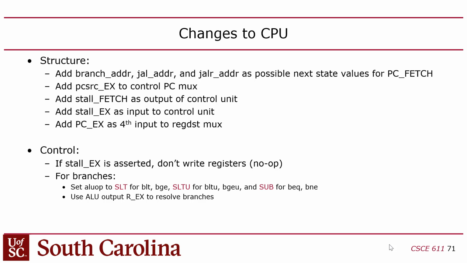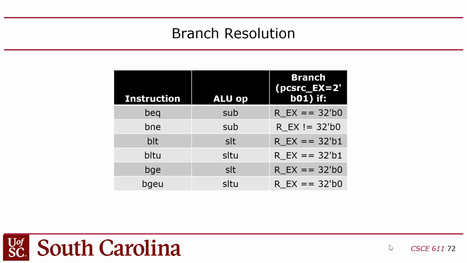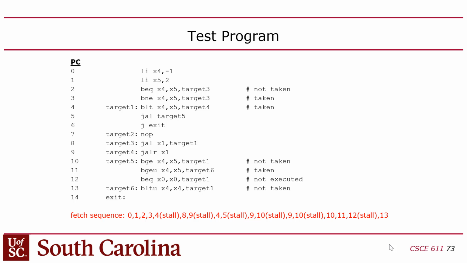And then inside your control unit, you're going to start with an if statement at the very beginning that says, if stall EX is asserted, then do nothing. Else, and then everything that you've got in your control unit now will be in the else. Now, unfortunately, that's going to make debugging a little tricky. Here's your test program. This is a test program I came up with for this lab.